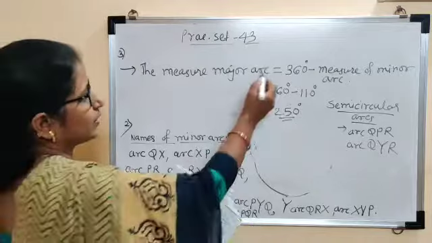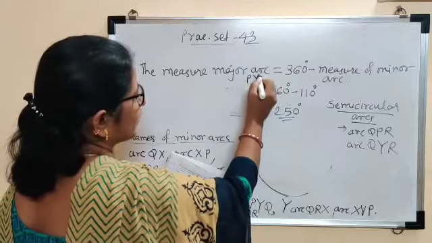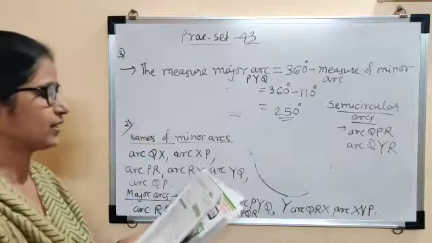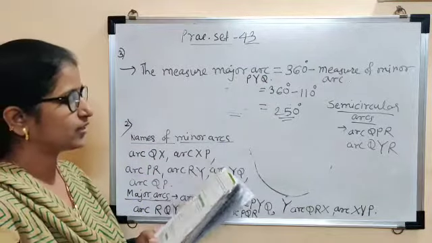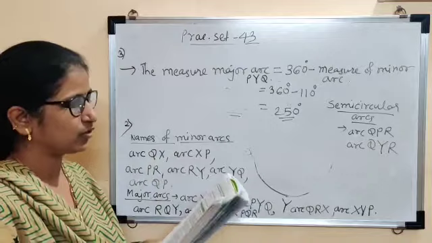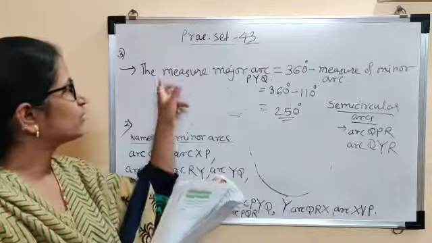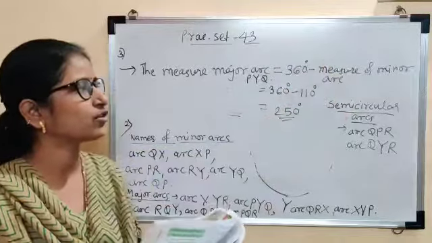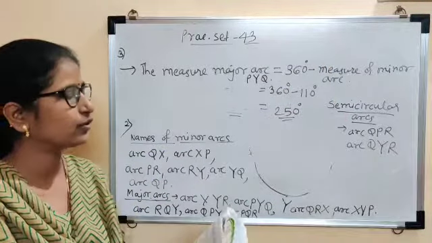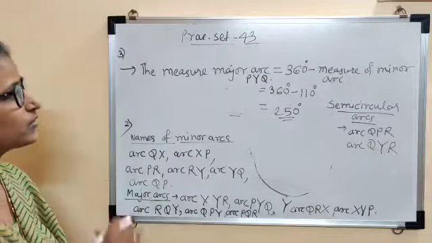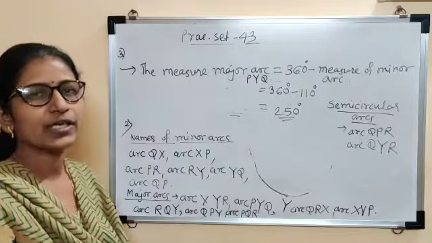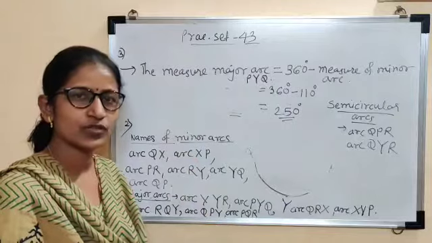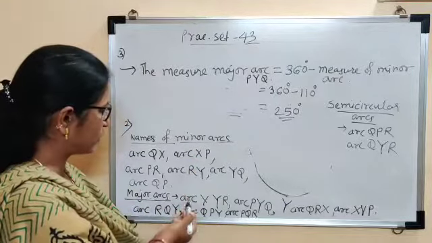The name is given. Children, write down here arc PYQ. The center O is also given, no need of writing. So the measure of major arc PYQ is equal to 360 degrees minus the measure of the minor arc, which is given to you. Subtract from this, and we get the answer of the major arc. The minor arc is given; how to find the major arc? The first one's options were also the same.